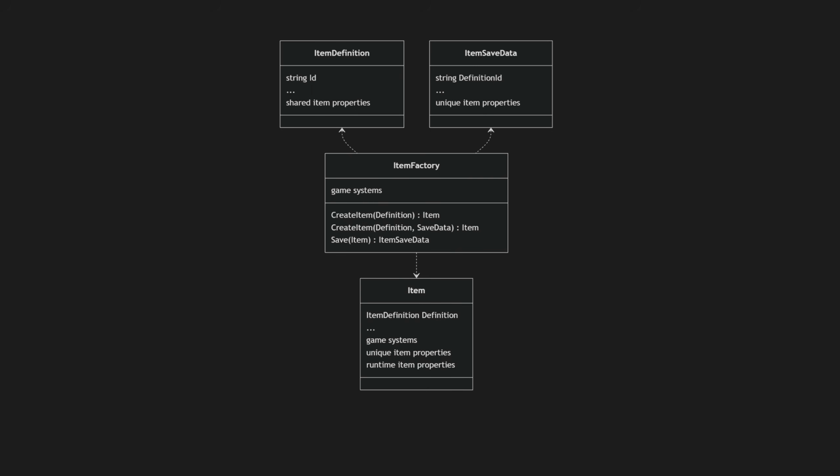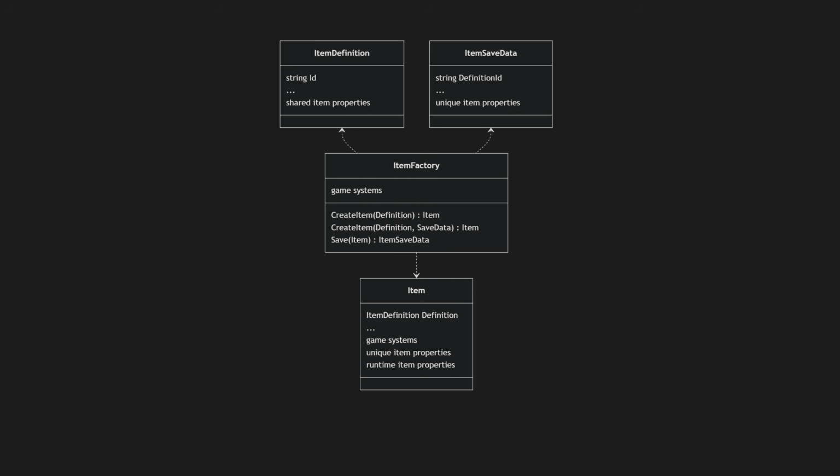Runtime items always have a reference to the item definition that created them. They may also have references to other game systems to give them the behavior you want. Perhaps weapons hold references to a damage system and a health system.